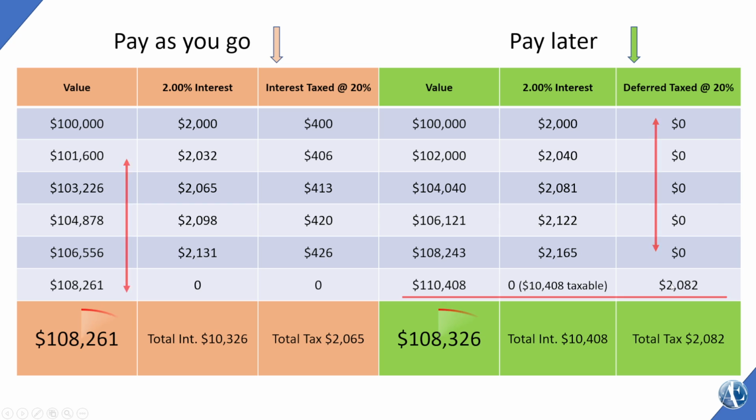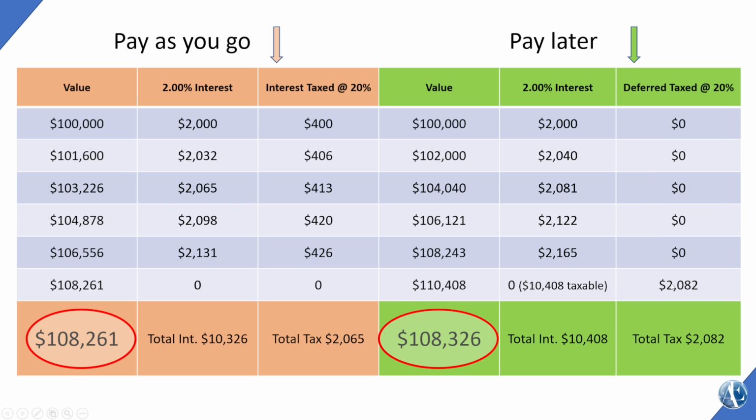So at the end of the day, the pay later bucket with the same interest rate, same tax bracket and all that is going to wind up at $108,326, whereas the taxable pay as you go bucket, $108,261. Not a big difference there, but still a difference. And it shows the compounding, and there's no extra money or anything different. It's just the time value of that compounding and the interest earning interest.